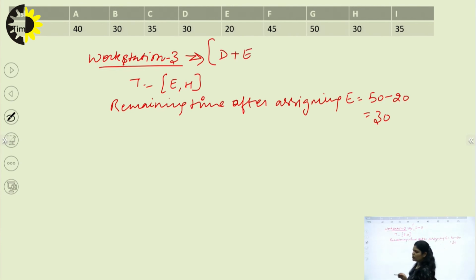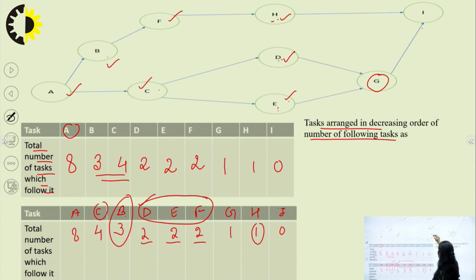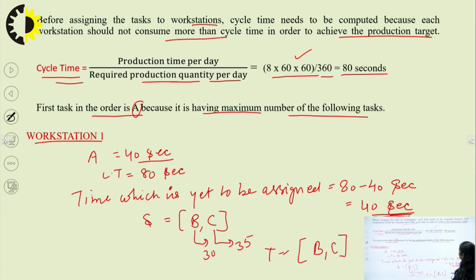Now, the set of tasks which we can assign to workstation 3: H will come from here, and now D and E both are assigned. H is also assigned. So, it will be G. Okay, and we cannot take I until the G is completed. G is assigned. So, the set of tasks will become H and G.